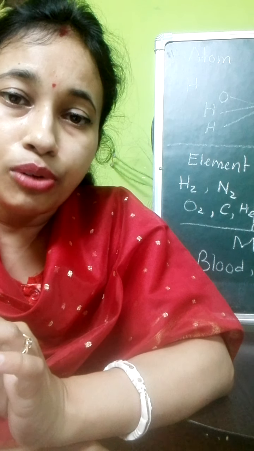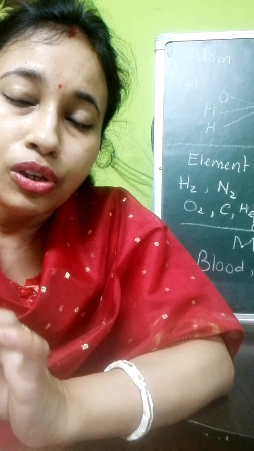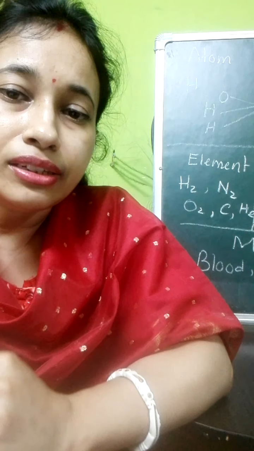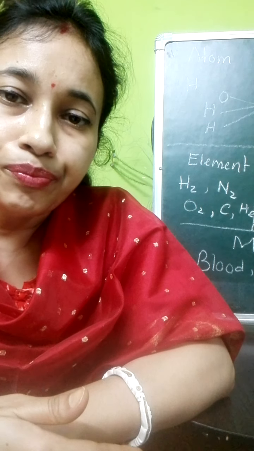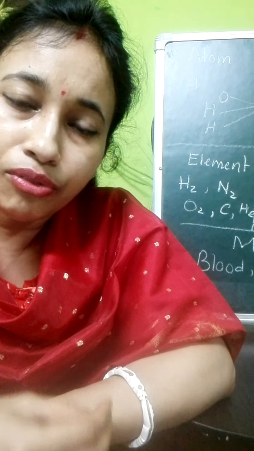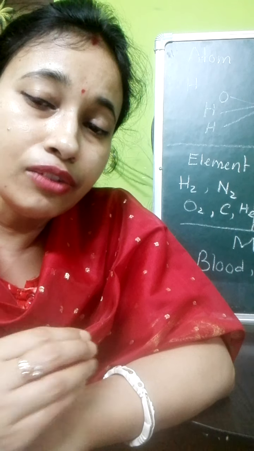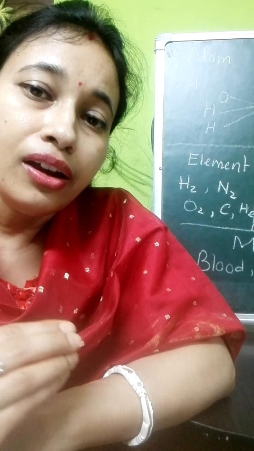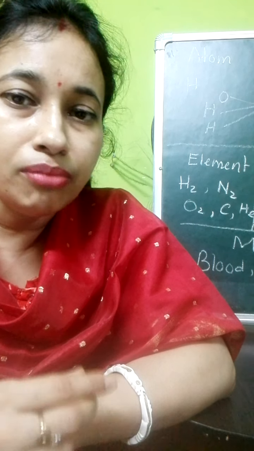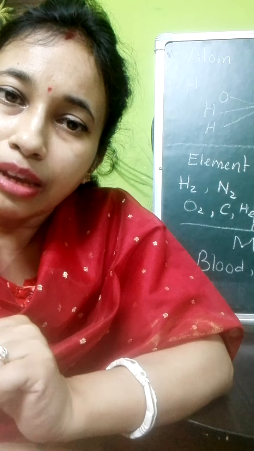Then chemical formula. The chemical formula of any substance shows one molecule of that substance. So when we want to represent a chemical compound symbolically, we write the chemical formula. A chemical formula gives us information about the constituent elements of that compound and also about one molecule of that compound. So you understood what a chemical formula is.